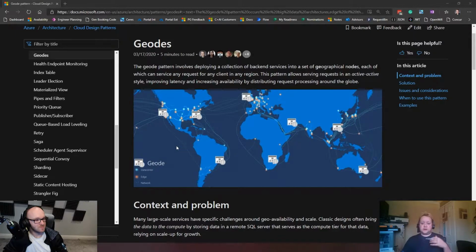Whereas the idea behind geodes is I've got multiple geodes that are absolutely identical distributed around the world. So anything can serve anything. And my geode in South America actually has the data present to serve services for users that are located in Western Europe.